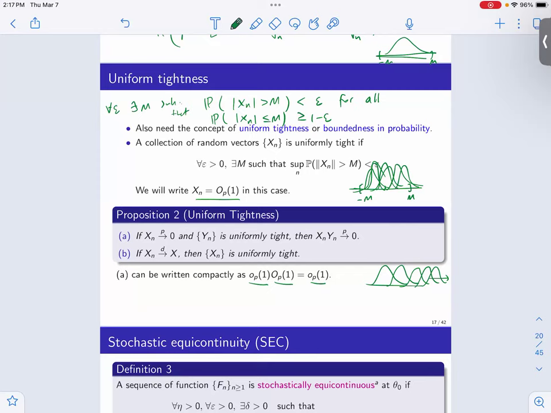Part B is also interesting. What it's saying is that if a sequence converges in distribution to X, then that sequence is uniformly tight.